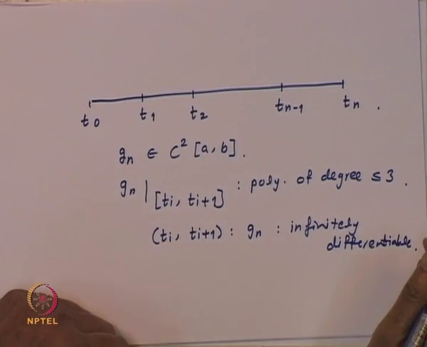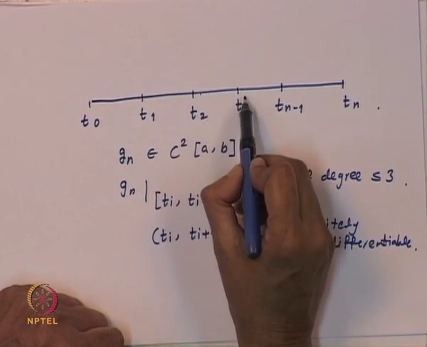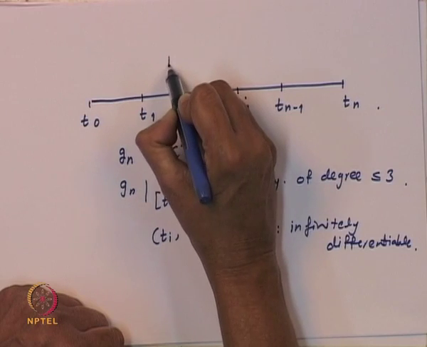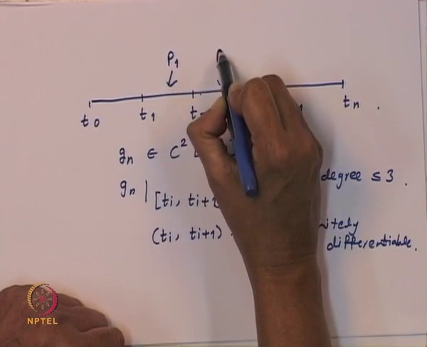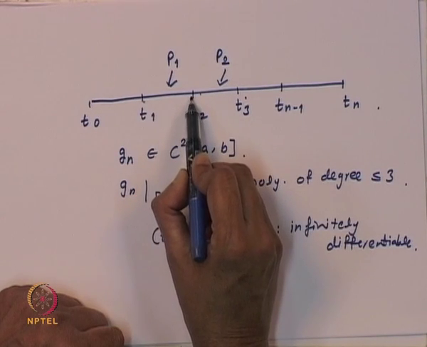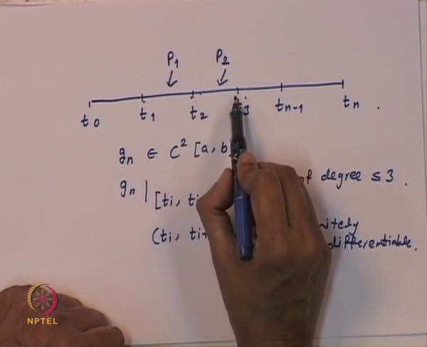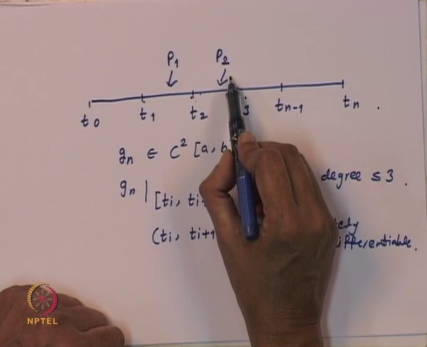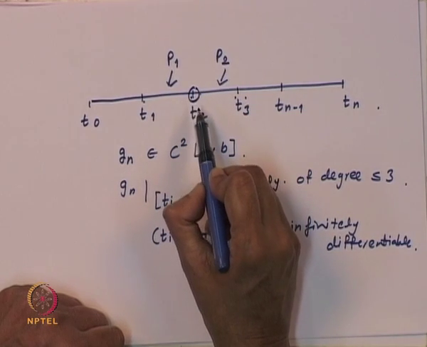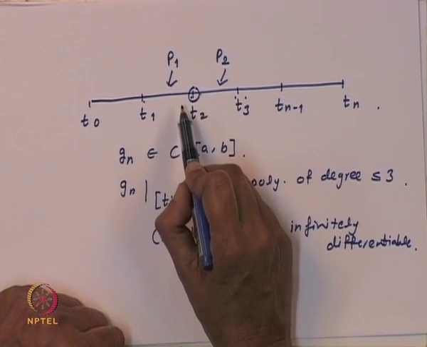It being a polynomial. When you look at the intervals T 1 to T 2 and T 2 to T 3, here we have one cubic polynomial, say P 1, and here you have another cubic polynomial P 2. On the open interval T 1 to T 2, P 1 is infinitely many times differentiable. On the open interval T 2 to T 3, P 2 is infinitely many times differentiable. The problem is the partition point T 2, that is where we are joining the two polynomials together.